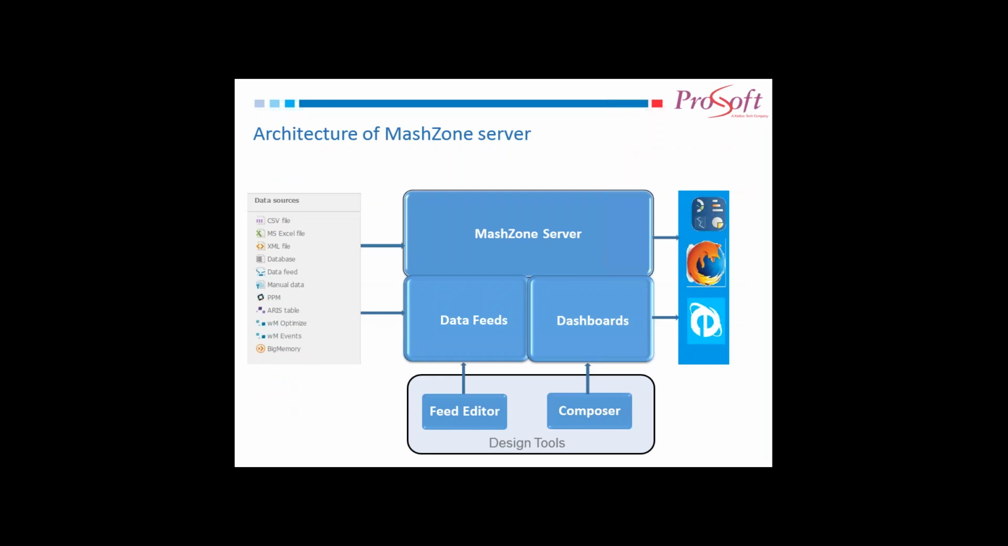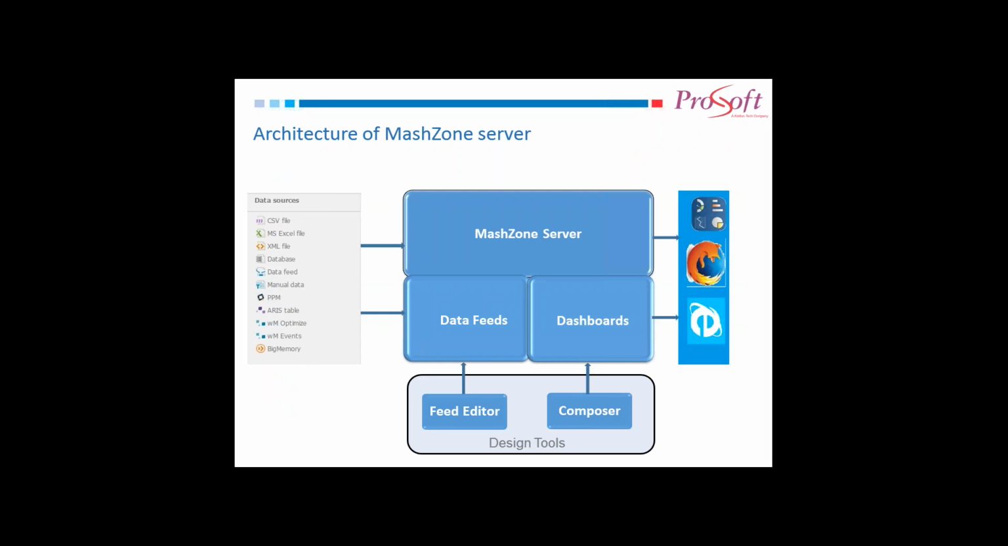In this slide, we will talk about the architecture of Mashzone. In this architecture diagram, you can see data sources, data feeds, data feed editor, dashboards, dashboard editor, which is also called the composer, and Mashzone server. The data flows from the data sources to the Mashzone server.